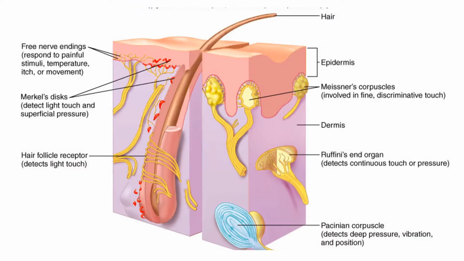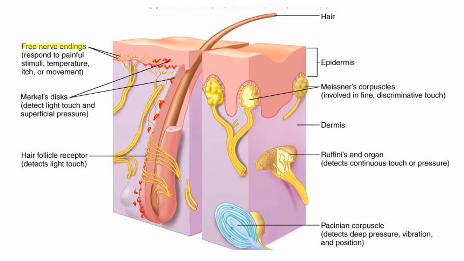And again, we have already discussed this when it comes to the parts of your skin, right? So these different types of receptors are actually embedded in your skin layers. First, we have here your free nerve endings. These are responsible for painful stimuli, temperature, or itch. So here are your free nerve endings.